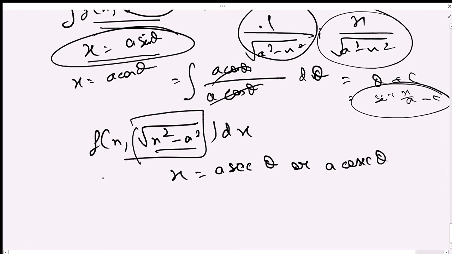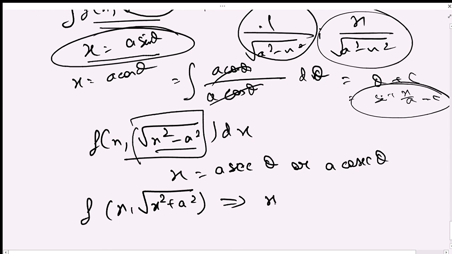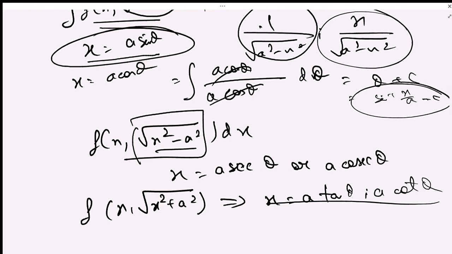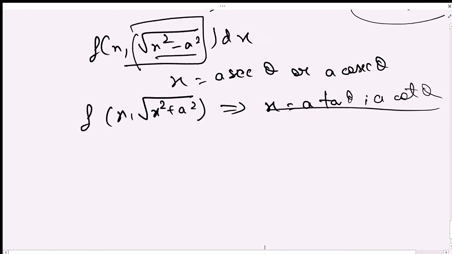Clear? Similarly, if you have an integration f(x), and there is a term of the form root over of x square plus a square, there is a plus sign, x square plus a square. So here what you can do is substitute x with a tan theta, or a cot theta will also do the job. Clear? So a will come out, and tan square theta plus 1 will give you sec square theta. Root over of sec square theta will give you sec theta. So they are eventually getting reduced to a single trigonometric function.